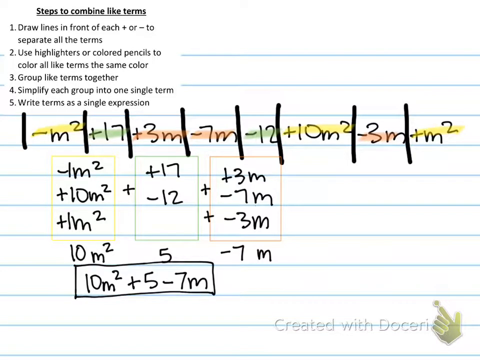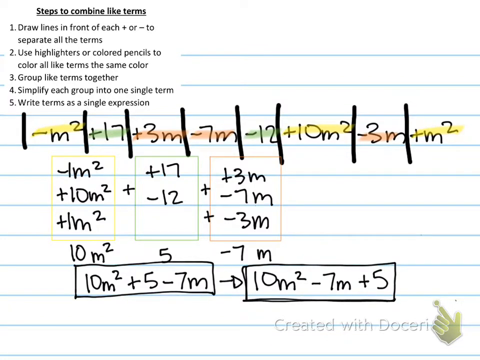A lot of times in answer keys and things like that, you might see that they order it so that they have the exponent, the term with the exponent in front, the term with the variable and no exponent next, and the constant is usually the last term in the expression. So you might see it like this, and that is okay.